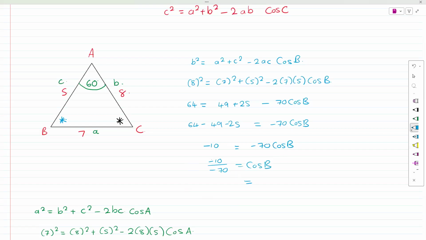And now let's solve for beta. That's shift cos of 1 over 7. I don't think I made a mistake, but I will double check. And I got 81.77. I got 81.77, but let's double check everything.